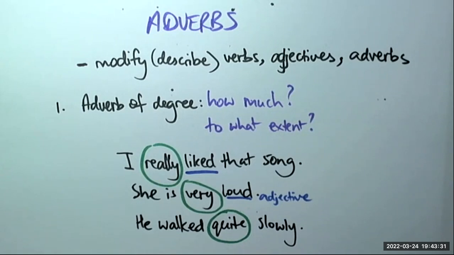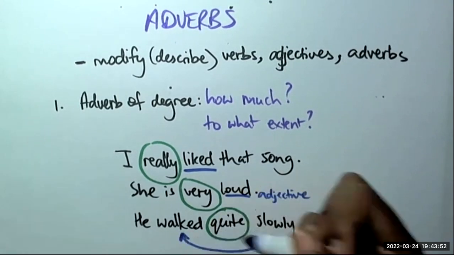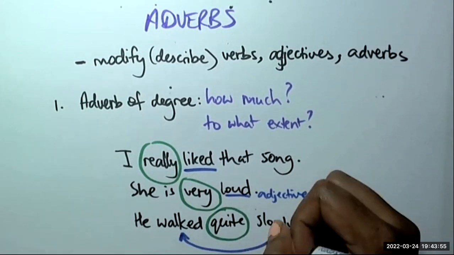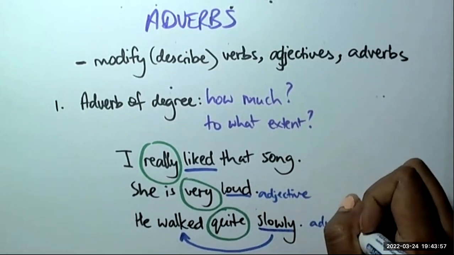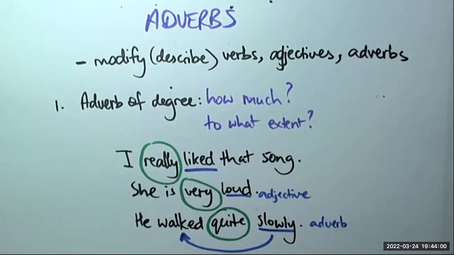Adjective. You sure about that? Can someone or something be described as slowly? Or maybe an action can be described as slowly, right? So slowly is telling us how he walked, which means slowly here is an adverb. If we had the adjective form, the adjective would be slow without the ly. So he walked quite slowly.